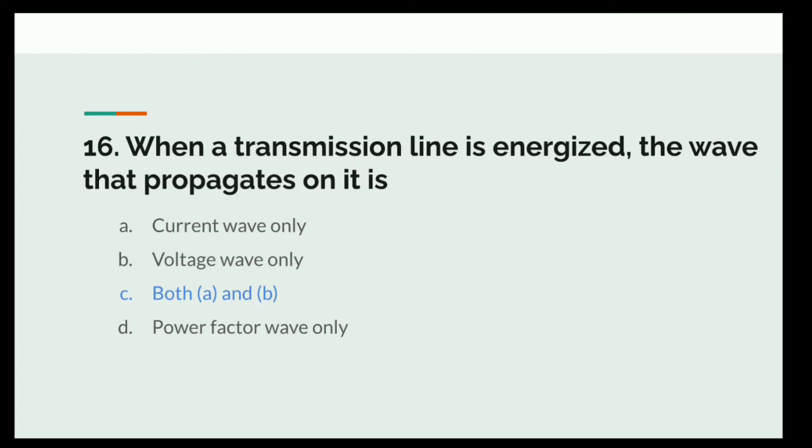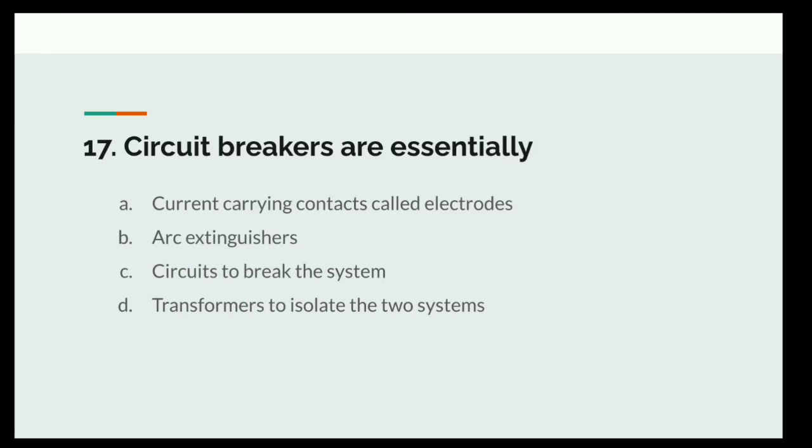So the next question. Circuit breakers are essentially, option A. Current carrying contacts called electrodes, B. Arc extinguishers, C. Circuits to break the system, D. Transformer to isolate two systems. And the correct answer is current carrying contacts called electrodes.